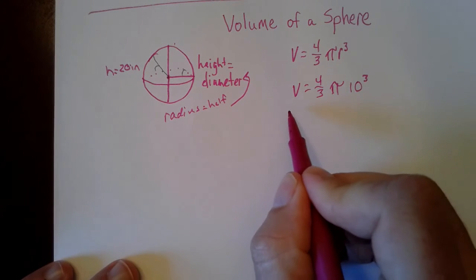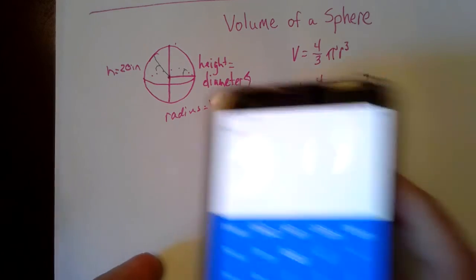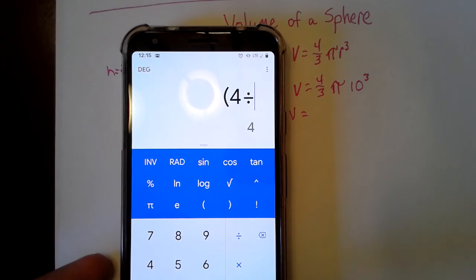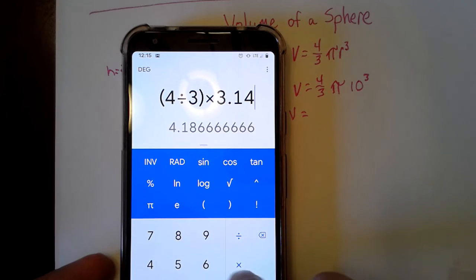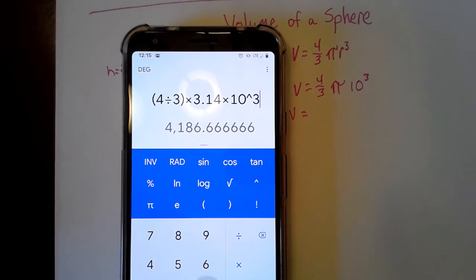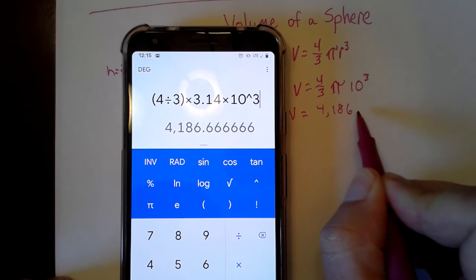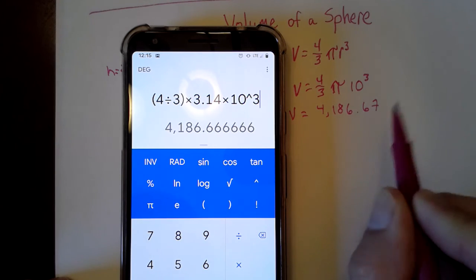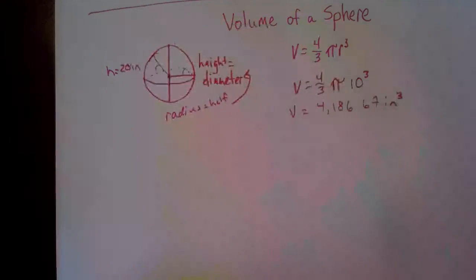So now all I've got to do is plug it into a calculator to figure out the actual volume. Clear that out. The volume is going to be, again, anytime we have a fraction with a basic calculator, scientific or not, we've got to put in parentheses 4/3 times pi. I'm just going to use 3.14 times 10 to the third power. And this gives me 4,186.67. I want to round that to the hundredths. And then it will be inches cubed. Inches cubed.